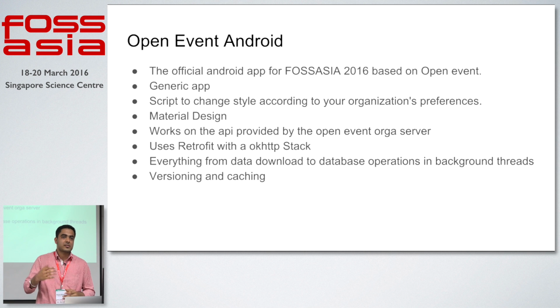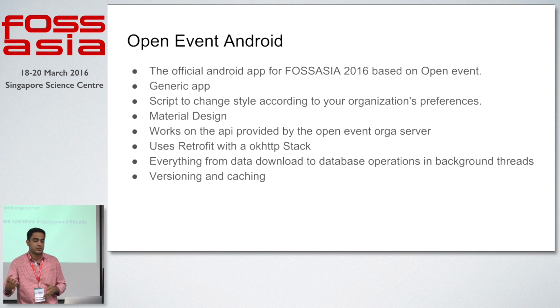And as I said before, for versioning and caching, we are using the version on the Orga server. If you change some data, then the version numbers would change. So when the app starts, it checks the version numbers, and then it only downloads the data for the version that has been changed previously.